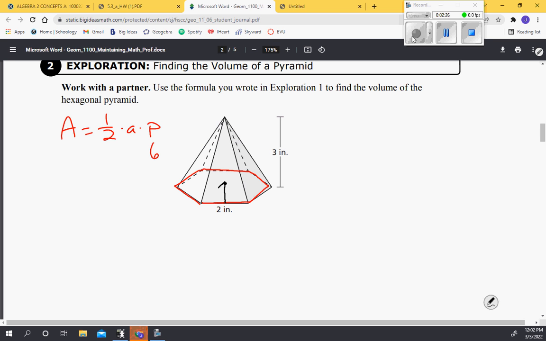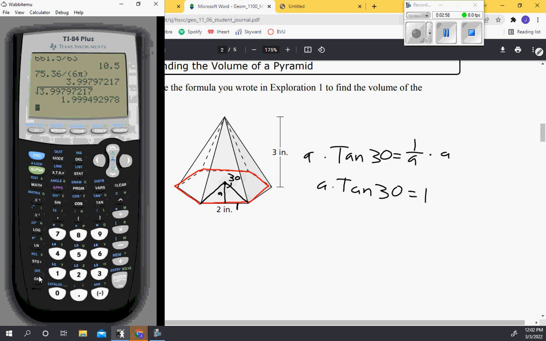We need to find the central angle. 360 divided by 6 is 60, which means half of it is 30. And we need to find a. We know that this is 1, so we're going to take the tangent of 30, set that equal to 1 over a. Multiply both sides by a. So a times the tan of 30 is equal to 1. Divide both sides by the tangent of 30. So 1 divided by the tangent of 30 is 1.7.